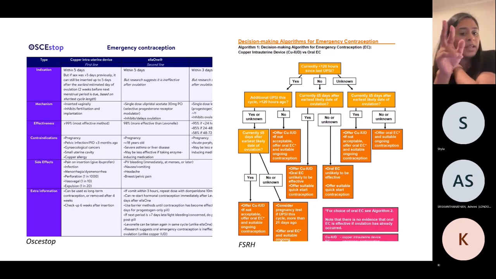And the other one is, how do you make a decision about emergency contraception? It's from the FSRH, which is a great little diagram to remember, especially if you're a very visual person.